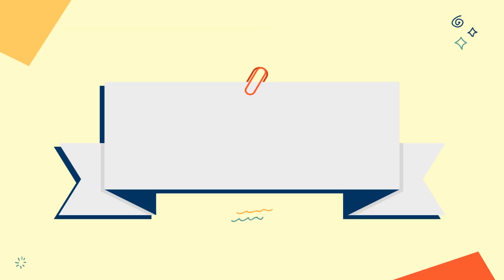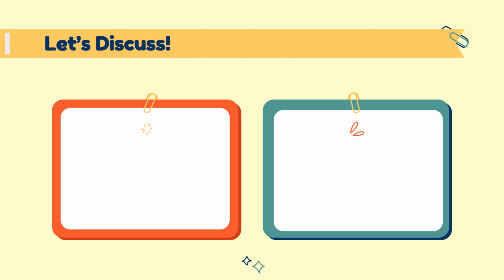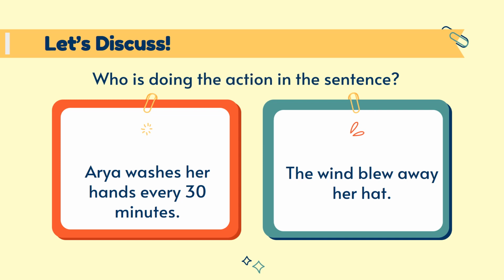For today's lesson, we will talk about the active and passive voice of the verb. To start off today's lesson, let's begin with these two sentences. Arya washes her hands every 30 minutes. The wind blew away her hat. Let's answer these questions. Who is doing the action in the sentence? In our first sentence, we have Arya. In our second sentence, we have the word wind.